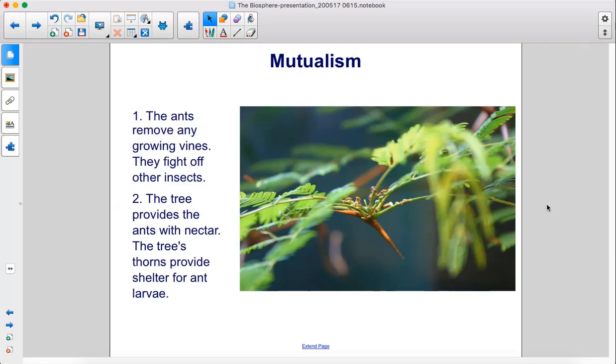The ants remove any growing vines. They fight off other insects. The tree provides the ants with nectar. The tree's thorns provide shelter for ant larvae.